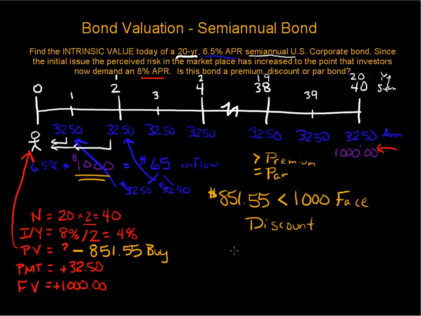Now, one other thing to note. Let's compare the interest rates. I'm going to put them underneath here. We got 851.55 based on an 8% rate. If you put 6.5% in for IY, you would get a $1,000 value. In other words, 6.5% is associated with 1,000, and 8% is associated here. Now let's look at the sign here. 8% is greater than 6.5%. So risk has gone up. Investors want a higher rate of return. The only way they'll get a higher rate of return, since all of these cash flows up here are fixed, is if they pay less for the bond. So the bond has gone down in value to $851.55.